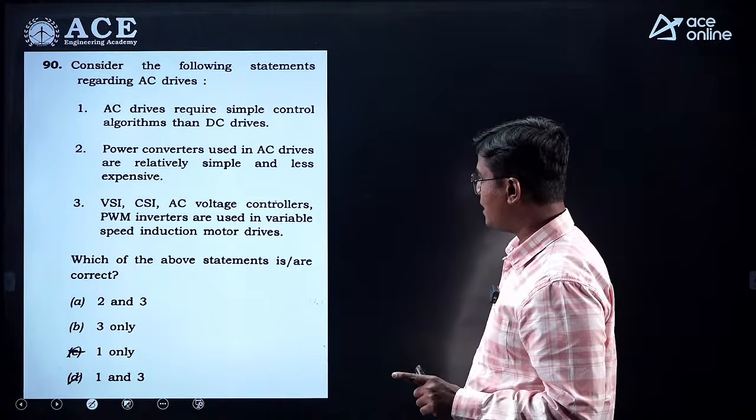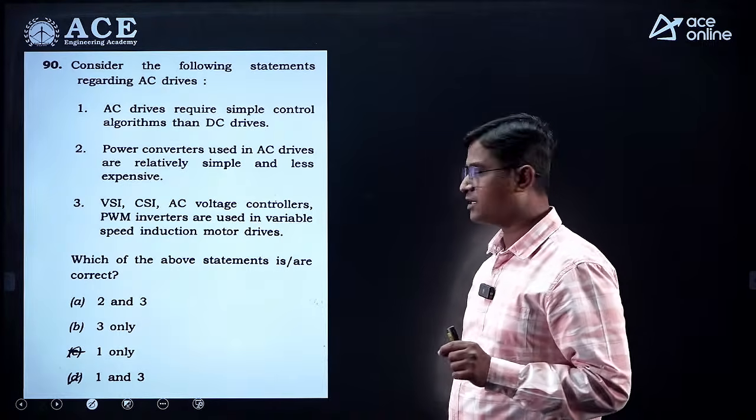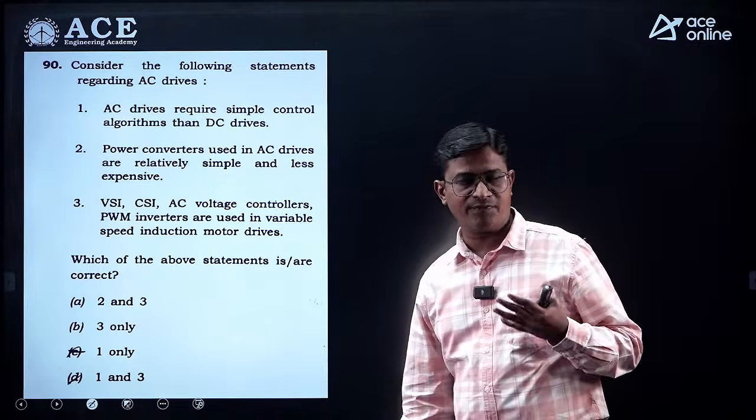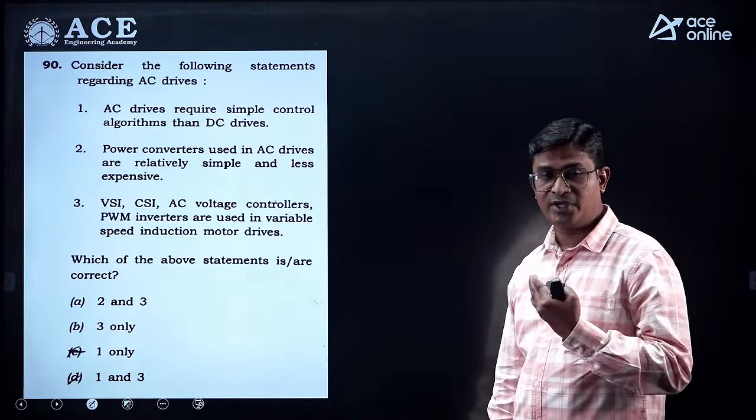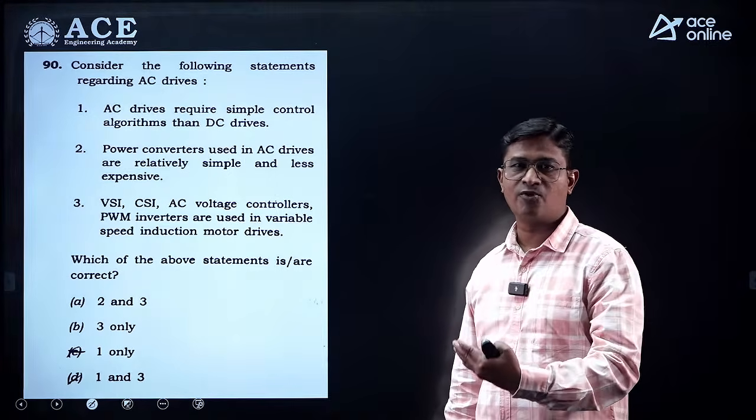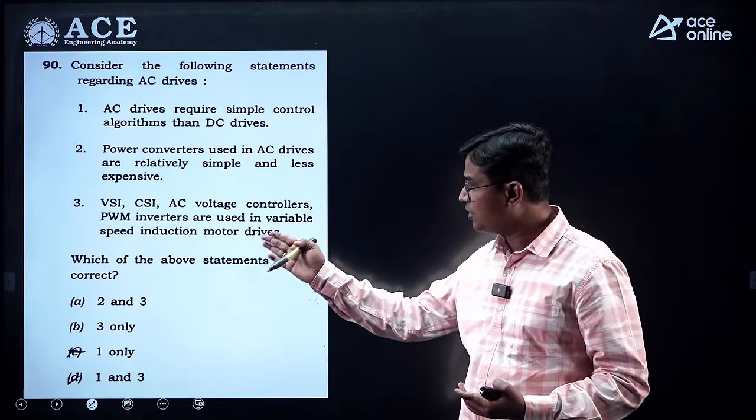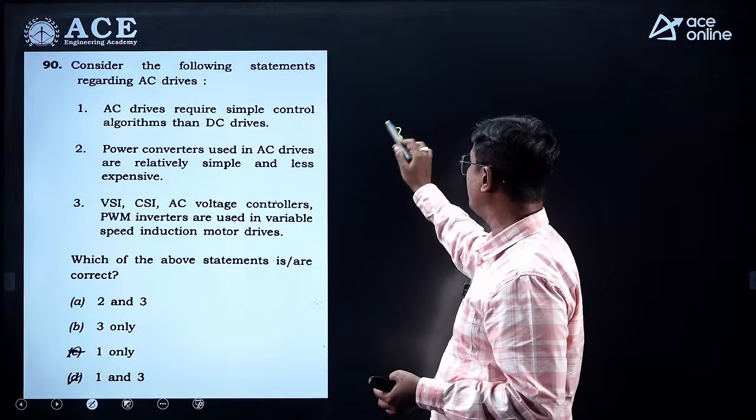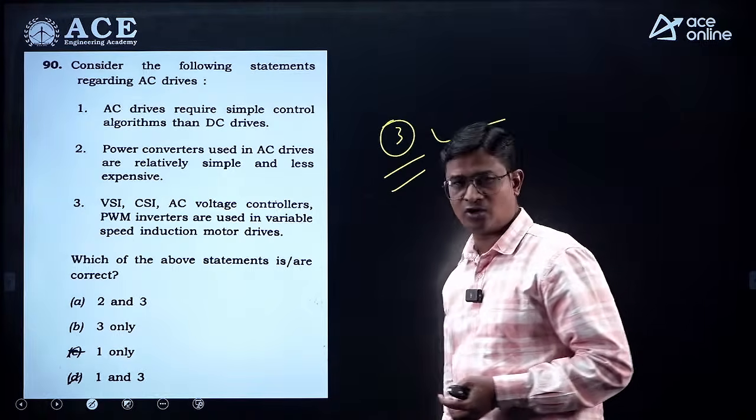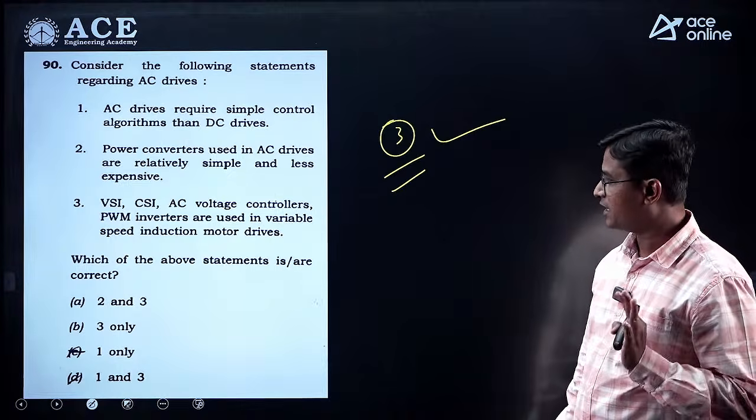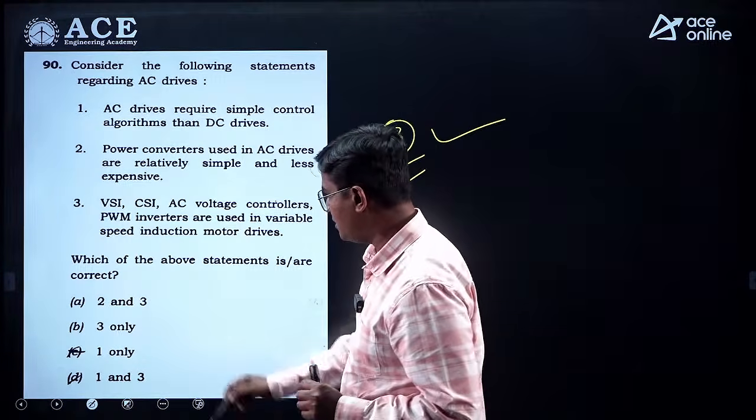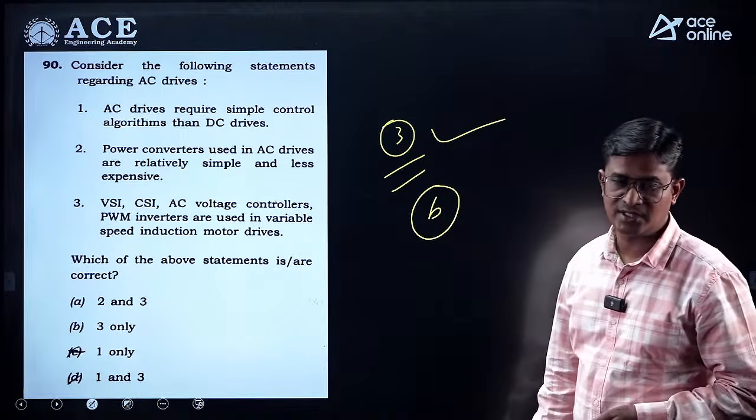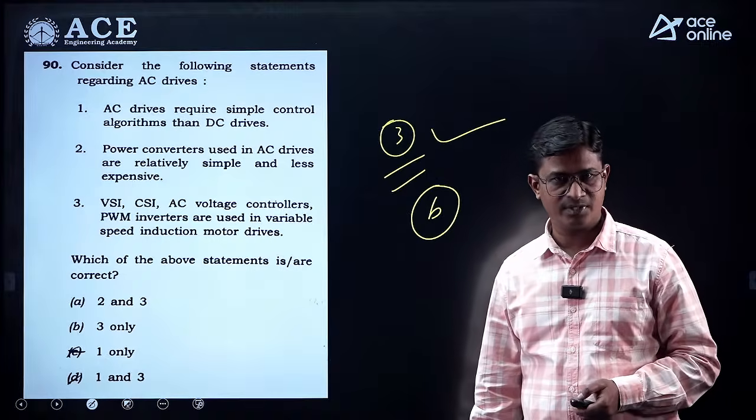And VSI, CSI, AC voltage controllers, PWM inverters are used in variable speed induction motor drives. In case of induction motor speed control, we require converters which can give me the output in the form of variable AC. So voltage source inverter, current source inverter, AC voltage controllers and PWM inverters are used in speed control of induction motor. So statement 3 is correct. So which of the following is correct means only 3. So that is option B, right? So these are the questions from the subject of power electronics.